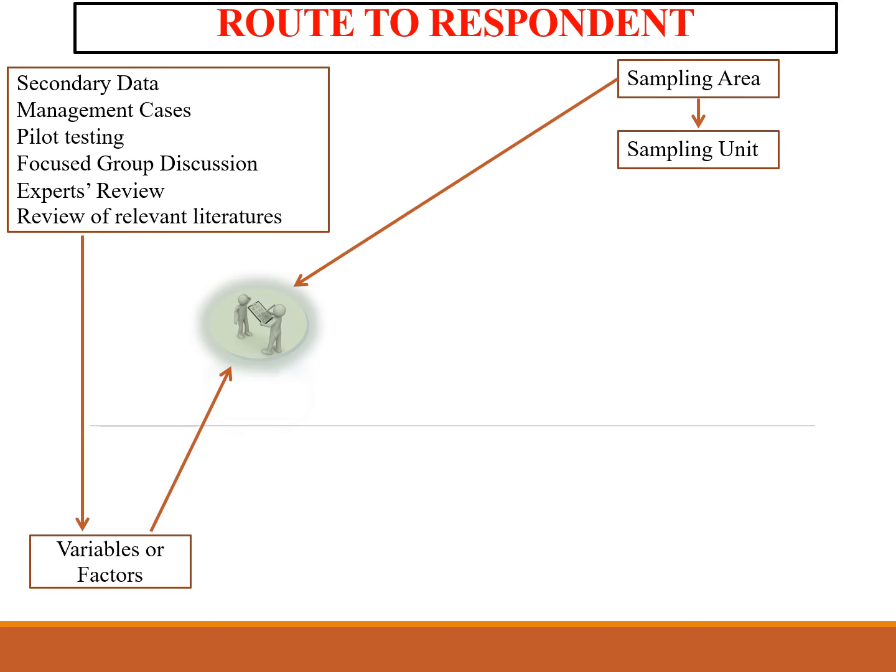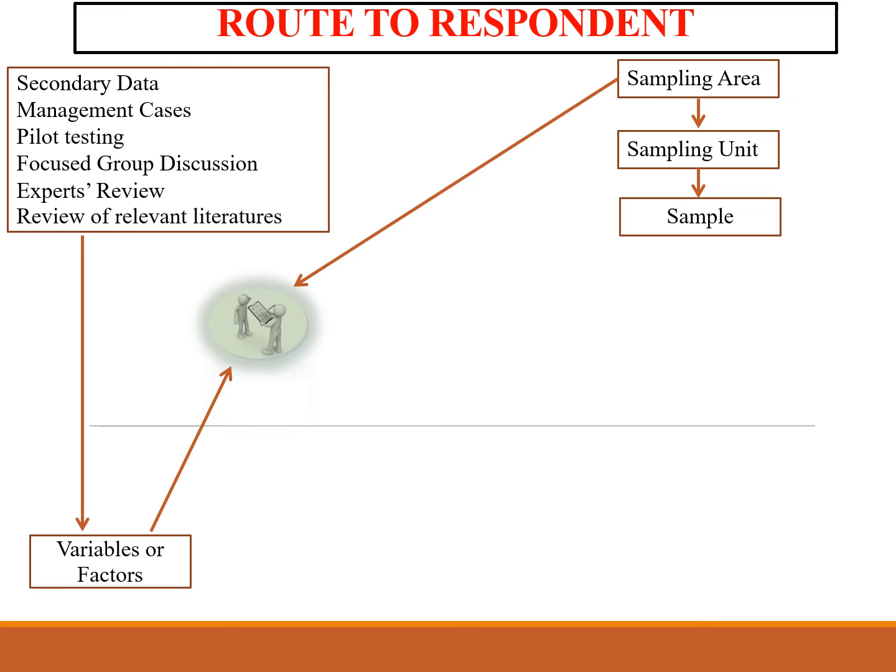After that, when you have identified your research area, you have to think: where is my sample unit, or from whom are you collecting the response? There is a very clear-cut difference between the sampling unit and the sample. The sampling unit is the one on behalf of whom the response is given.